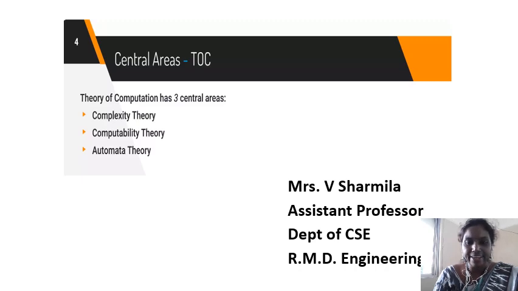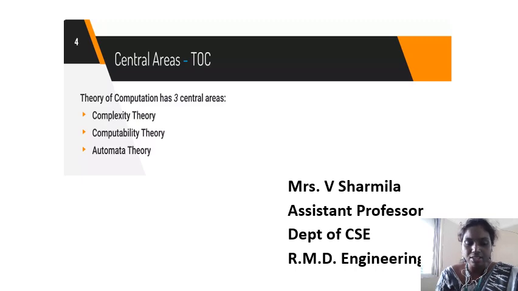What are the central areas of TOC? Myself, Sharmila, Assistant Professor in the CS Department at RMD Engineering College. There are three central areas. One is complexity theory, the next one is computability theory, and the third one is automata theory.